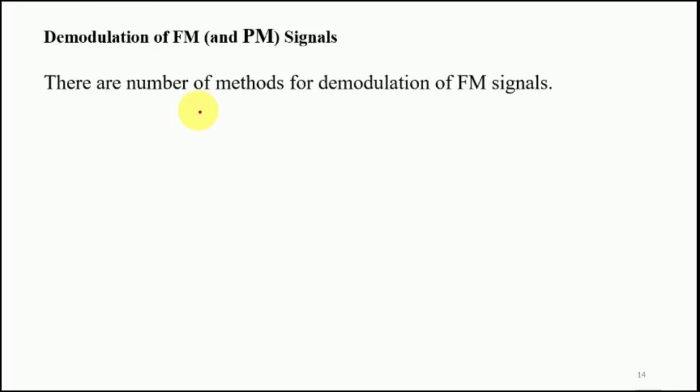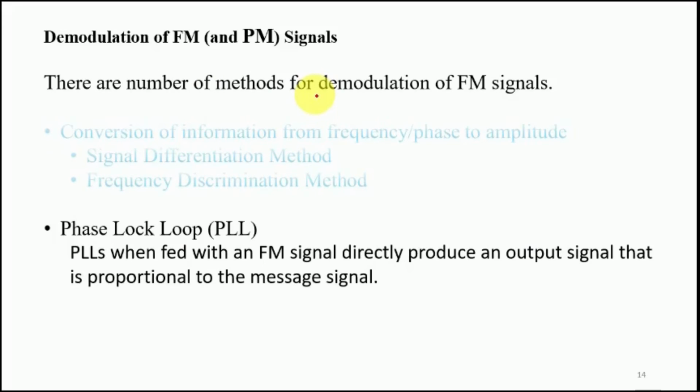As known, there are several methods for demodulation of FM signals. Previously we have discussed the conversion methods that included signal differentiation and frequency discrimination. Now let us move towards the phase locked loop. In PLLs, we feed the frequency modulated signal and try to obtain the message signal or the information signal from it.